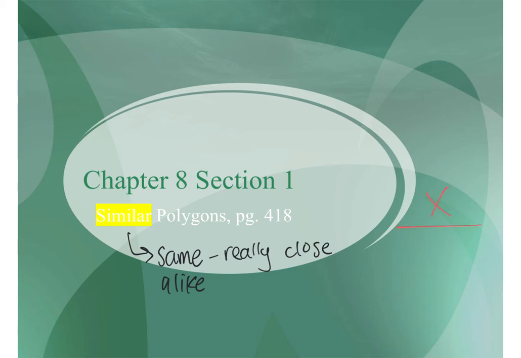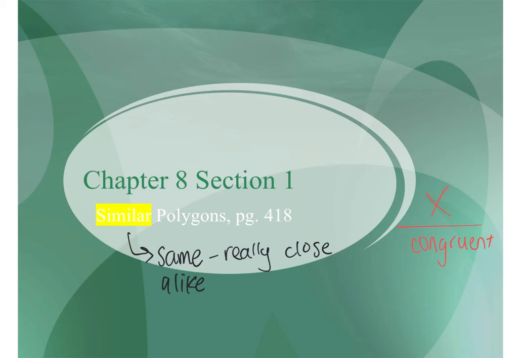And the one word that is not the same as similar is congruent. Doesn't that mean exact? Exactly. Congruent means that every single part of that polygon is going to be the exact same as the other one. Similar, as we're going to see in this lesson, says they're the same exact shape, but they don't necessarily have to be the exact same size. But if they're similar, that does not mean that they are absolutely congruent.